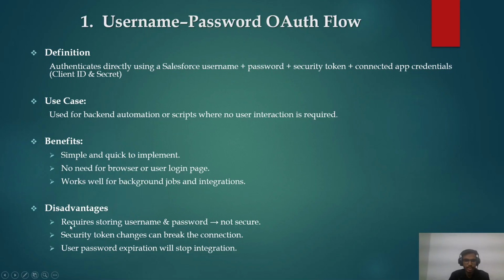The disadvantage of this flow is that it requires storing the username and password, which is not secure, because this flow stores the username and password. The second disadvantage is that a security token change can break the connection, meaning whenever the security token is changed your flow will break. The third, user password expiration will stop the integration, meaning whenever you change your password your flow will break. So this is the disadvantage. If the security token or password is changed, your flow will break.